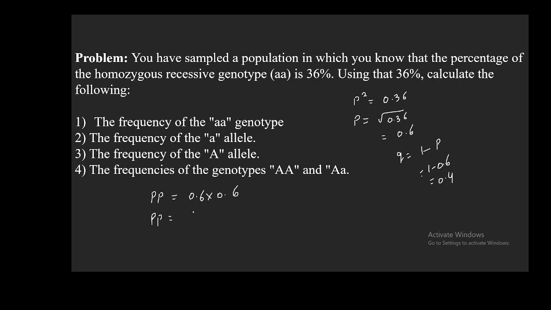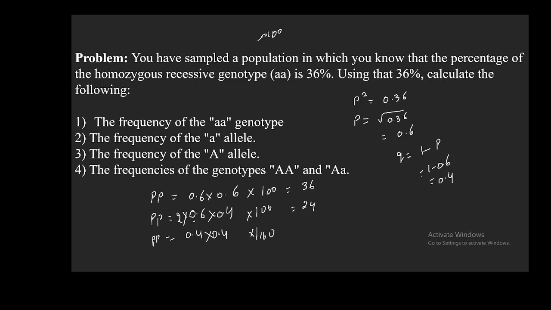Capital P small p is going to be 2 into 0.6 into 0.4, and similarly small p small p is going to be 0.6 into 0.6. And if you know the population number, you can calculate the number of individuals. For example, if initially in a population there are 100 individuals, you need to multiply by 100 and you will get the number of individuals. Okay, so for example, you will be getting 36, 24, and yes, you need to multiply it by 2pq.